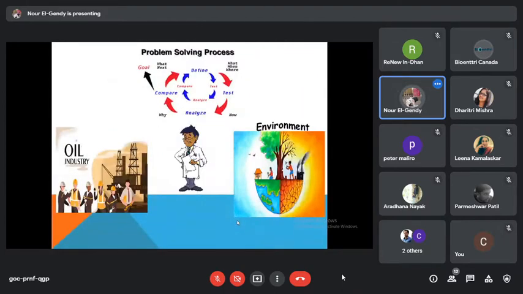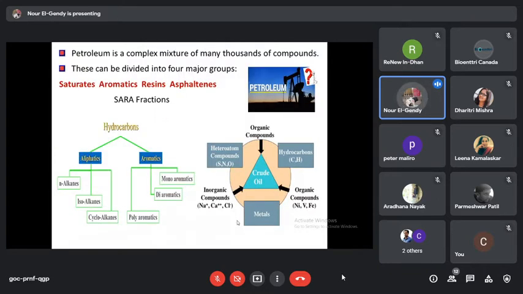Now I will summarize most of the problems we are facing due to the oil and gas industry, and also how we can reach a clean fuel and use all our available resources, especially the waste resources, to solve these problems. First, what is petroleum and from what is it composed?